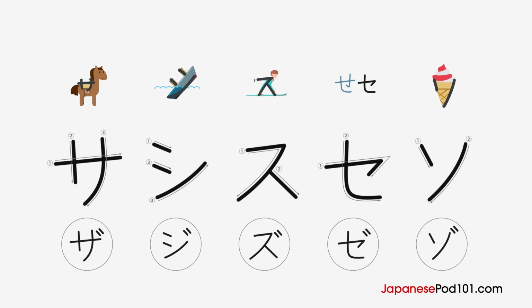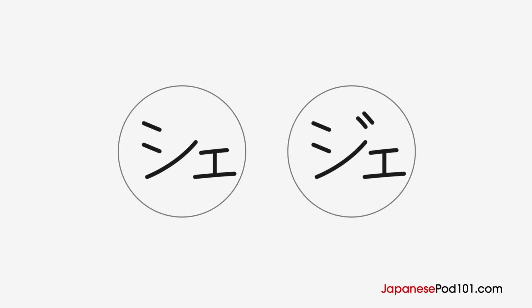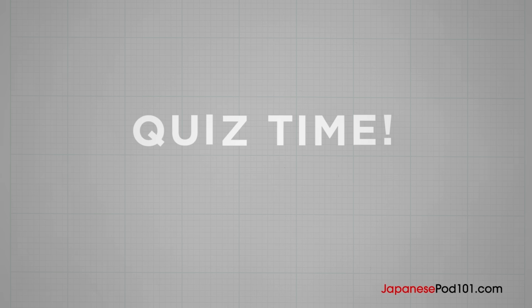Let's see all the characters again. Sa, za, shi, ji, su, zu, se, ze, so, zo. And the new digraphs, she and je. Now, let's review what you've learned. I'll show you a character or a word and give you time to say them. Ready?